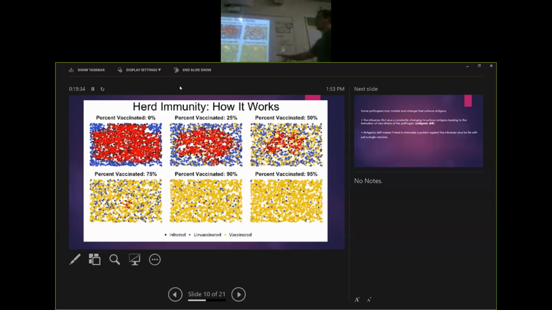When you start getting to 90% vaccination, the virus has almost nowhere to go, and eventually it will hit a point where it just dies out because there's not enough people to infect. If you get to 95%, you'll notice the people that are not vaccinated are so few and far between, the virus can't jump from person to person. And so it's going to stop. There's just nowhere to go. And this is what we call herd immunity.